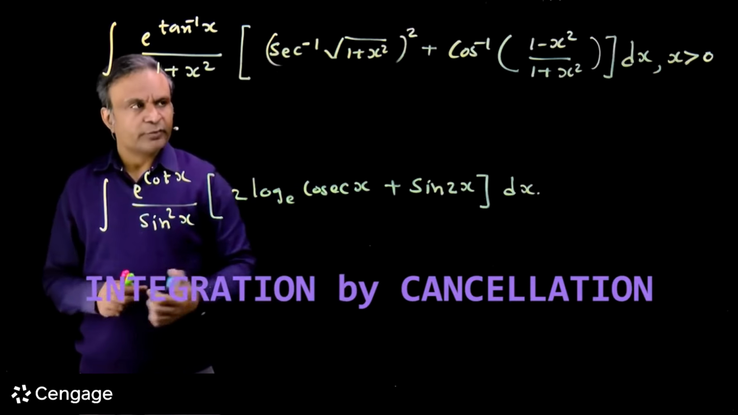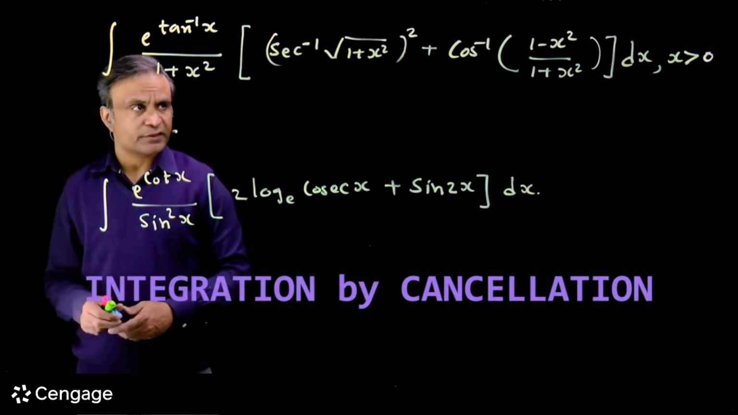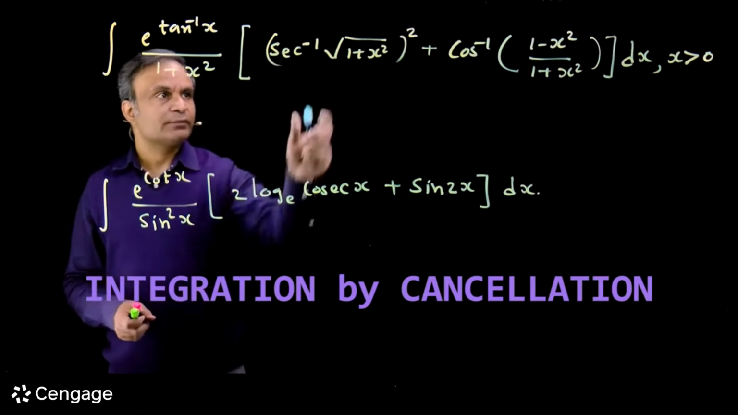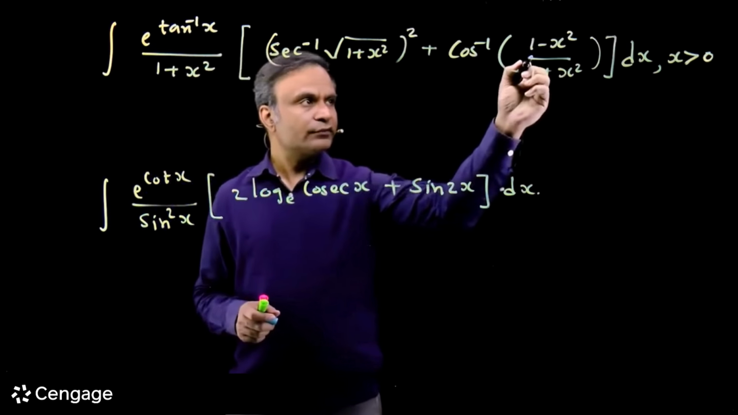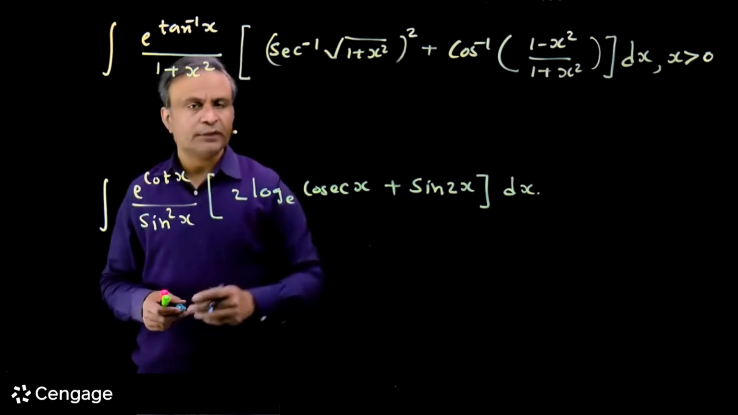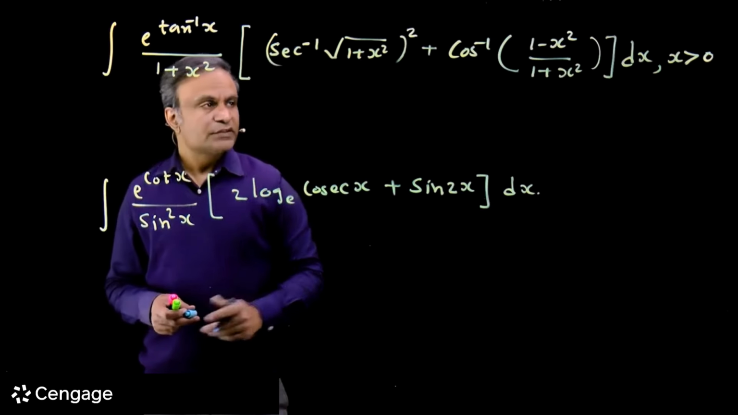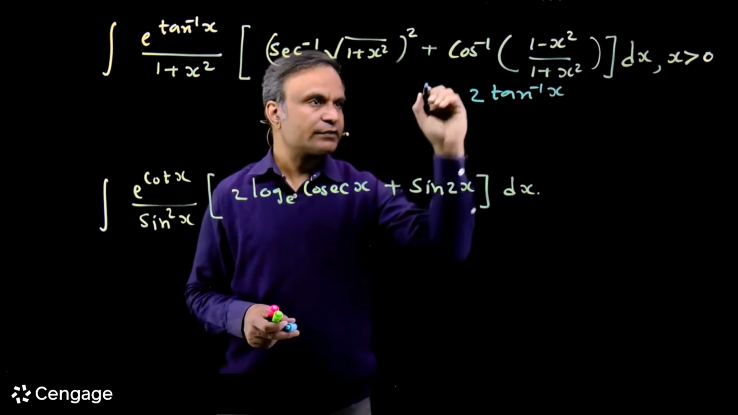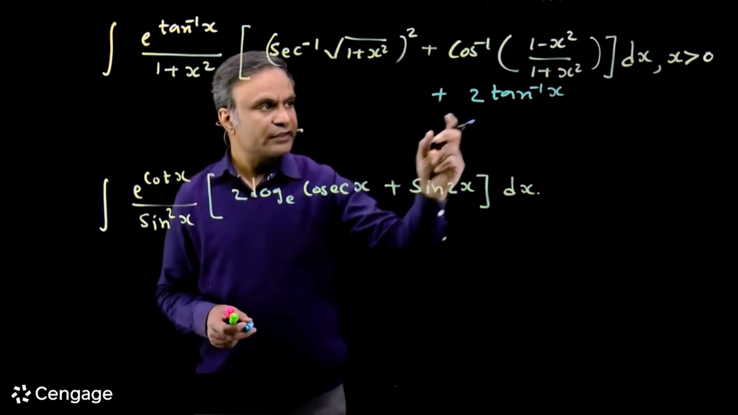Now here we will be using some formulas of inverse trigonometric functions. Using formulas we can simplify these two functions. Straight away, what is cos inverse of 1 minus x square over 1 plus x square? Which formula comes to mind? This is straight away 2 tan inverse x. Okay? Now check, this is 2 tan inverse x.